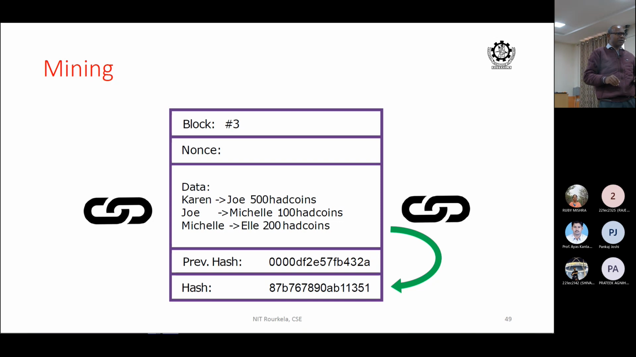What will be the previous hash for the next block? It is the hash that you generate here. You have to make the first 4 digits 0. Intentionally, you have to generate a hash such that the first 4 hexadecimal digits are 0. That will become the hash of the previous block. The blocks are linked to this hash only.